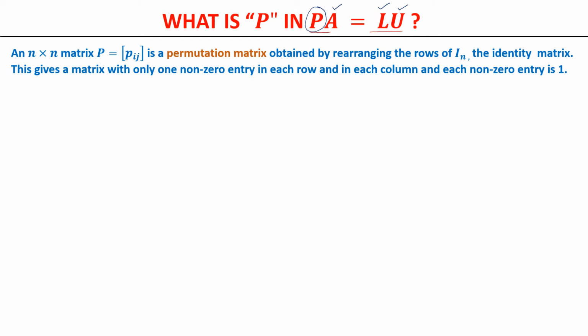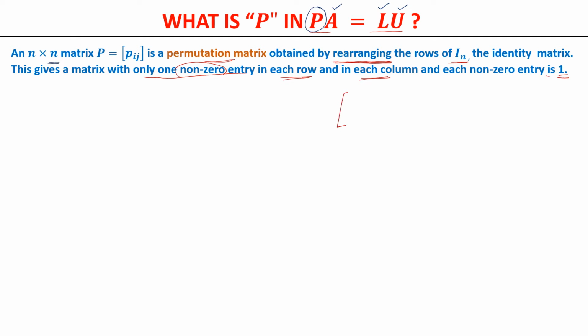It is a square matrix of order n by n, which is obtained by rearranging the rows of the identity matrix. So if we take an identity matrix of order n and do any rearrangement, then the matrix that is obtained is called a permutation matrix. This is a matrix with a speciality that it has only one non-zero entry in each row and in each column. And what is that non-zero entry? It is always going to be 1.